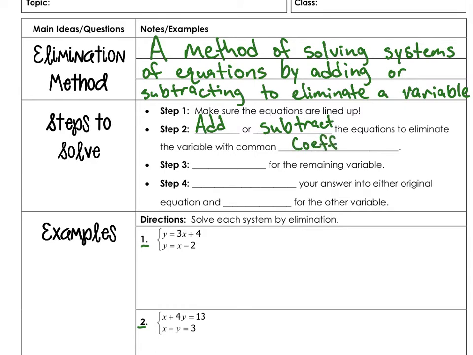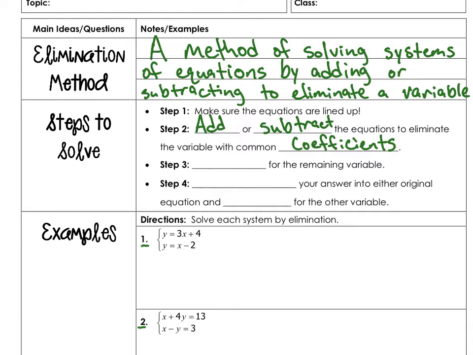Don't forget what coefficient means. This is actually one of our key vocab words from last semester. A coefficient, if you remember, is a number in front of a variable. Now that sounds simple enough, but it's a description of the variable. If I say 5x, the coefficient is 5, because that's telling me how many x's I have. We're looking for the numbers in front of the variables.